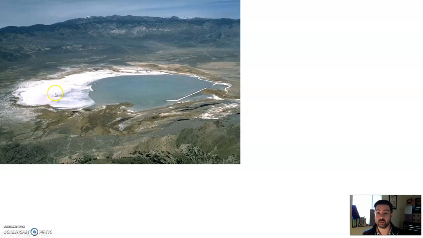It could be halite, salt. It could be gypsum, which we use for drywall. But in any case, this material is there. As the water evaporates, anything that's in that water will settle out.